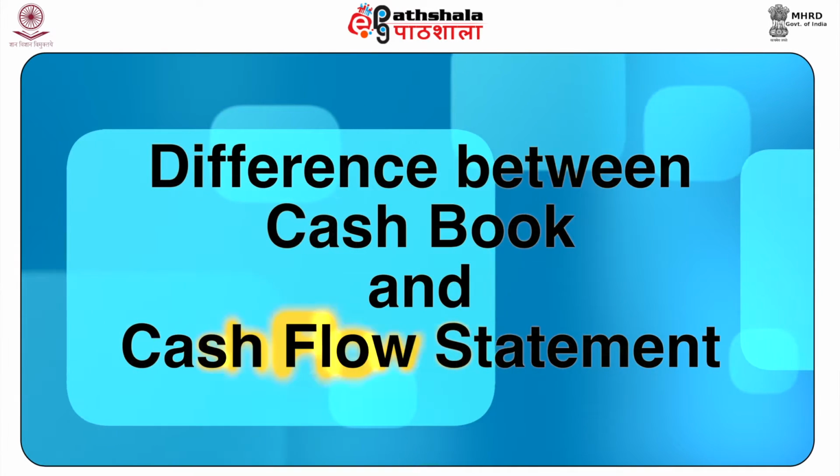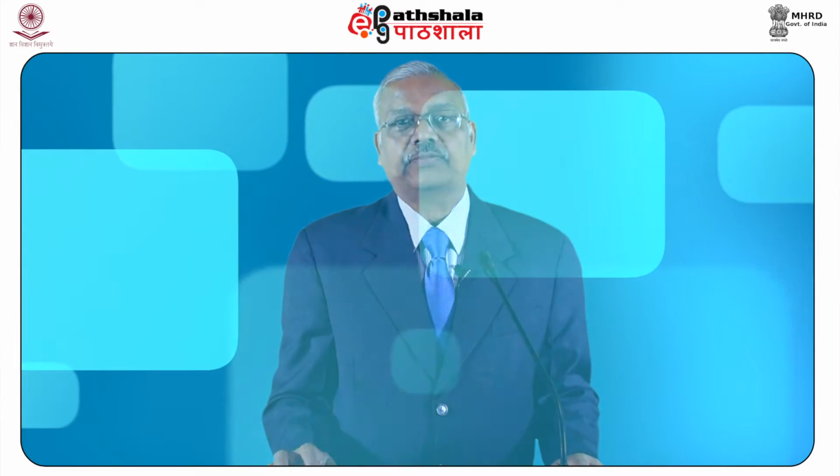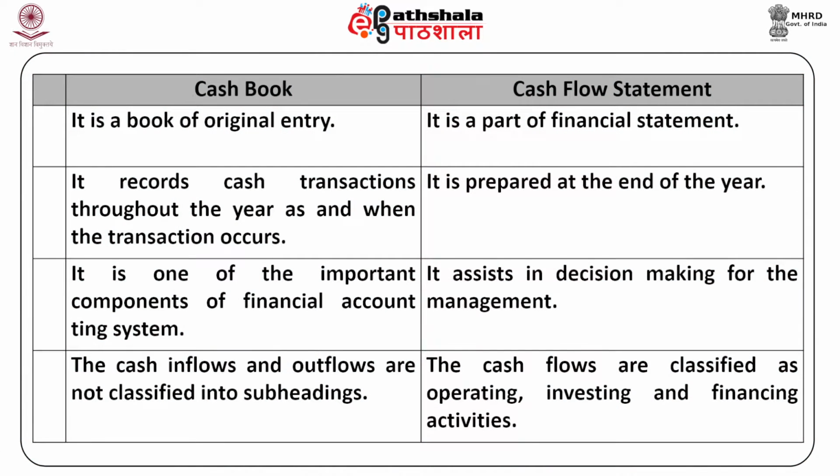Difference between cash book and cash flow statement. Although these are based on the same set of information, these two are totally different from each other in the following manner. You see the table which has two columns. One is talking about cash book. Cash book, it is a book of original entry. It records cash transactions throughout the year as and when the transaction occurs. It is one of the important components of financial accounting system. The cash inflows and outflows are not classified into subheadings.